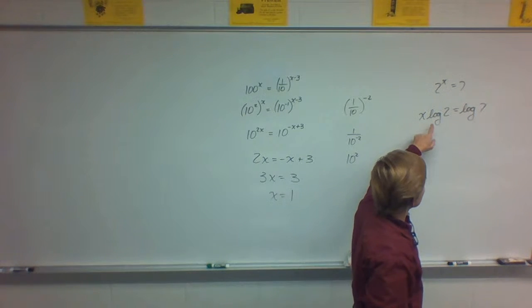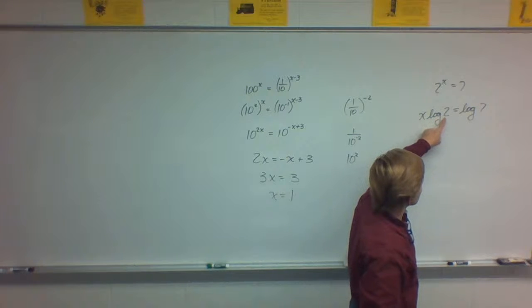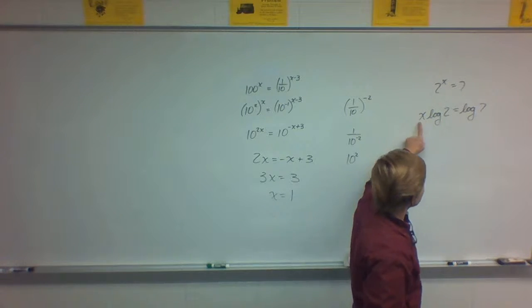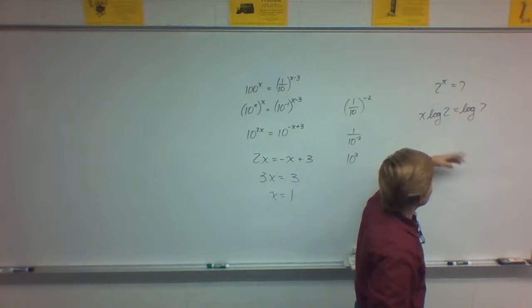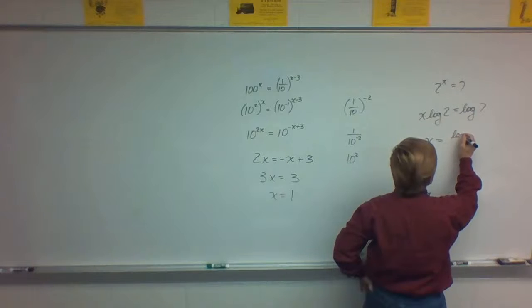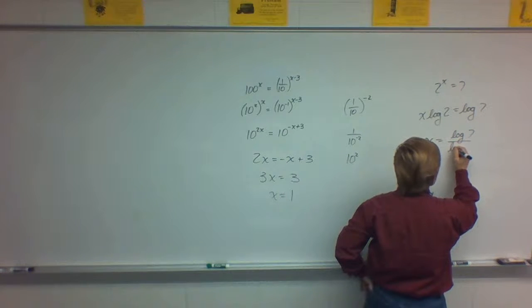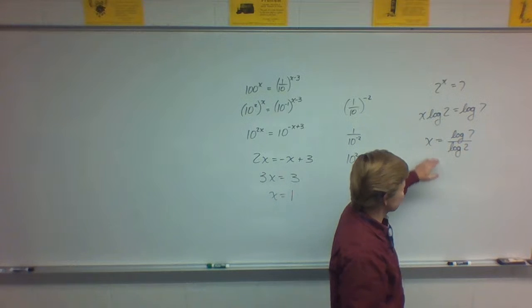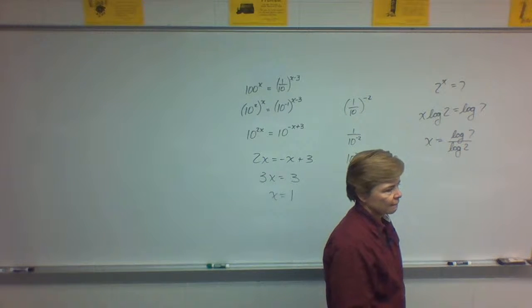Here's what you got to get used to. You got to get used to the idea that this very strange expression right here is just a number. You may not know, but your calculator does. So it's x times a number equals another number. How do you isolate x? You divide by the number that's being multiplied by it. So x is going to be log 7 divided by log 2. And then and only then do you pick up that calculator once you've got it to here. It knows both of those values, and all you got to do is make sure.